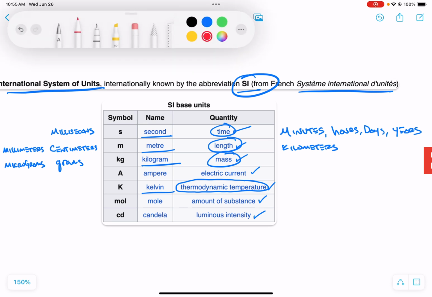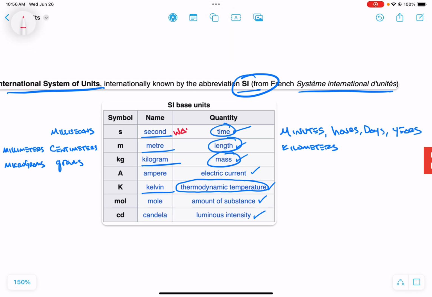So let's talk about the type of tool that we would use to measure each of these quantities. For time, we could just use a watch or a clock. For length, we might use a meter stick or a ruler. For mass, we could use a scale. And to measure thermodynamic temperature, we could use a thermometer.